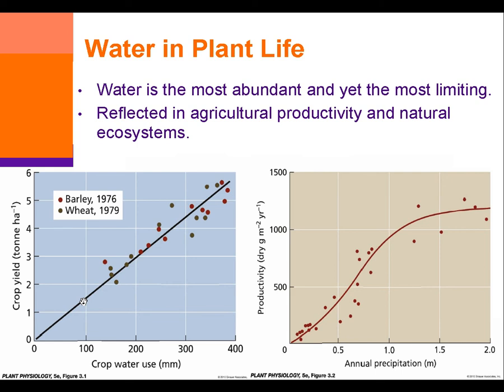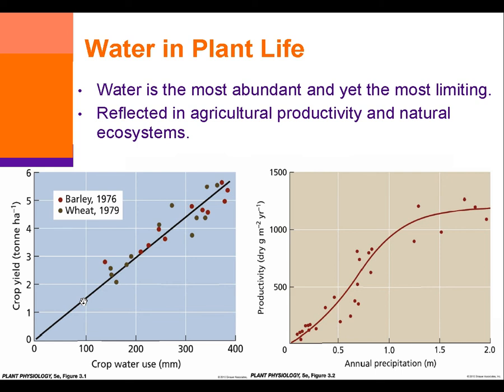On the left-hand side, instead of having crop yield in tonnes per hectare, we have productivity or yield in terms of dry mass per square metre per year. Right, so this is over time. We see that the graph on the right-hand side is of a different shape to the left-hand side. On the right-hand side, it's sigmoidal. On the left-hand side, it's linear.